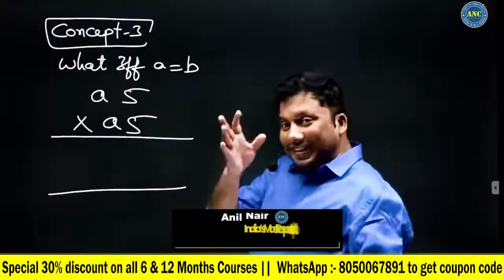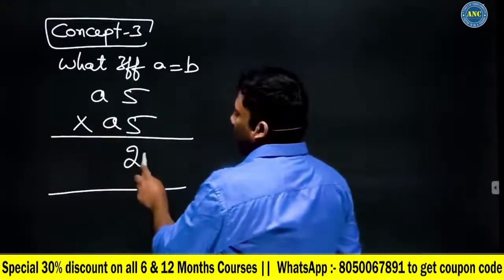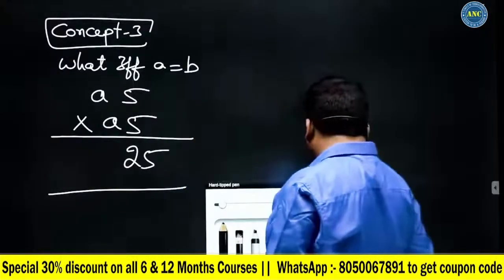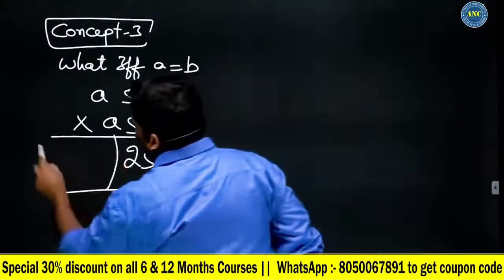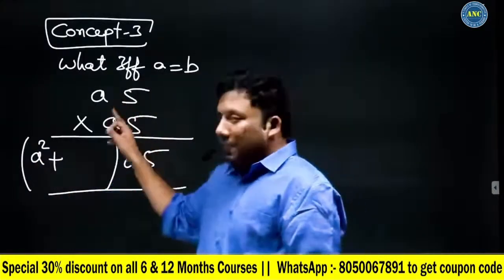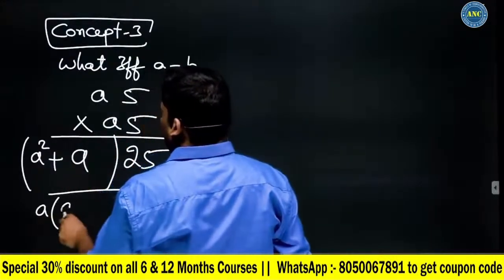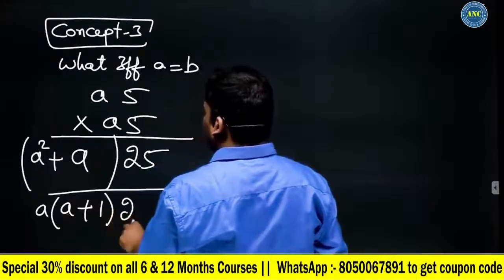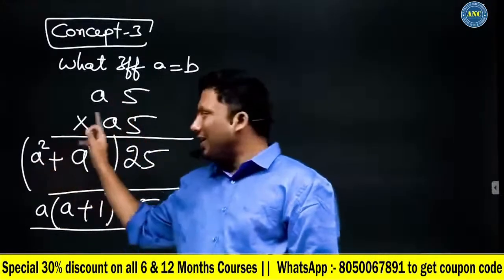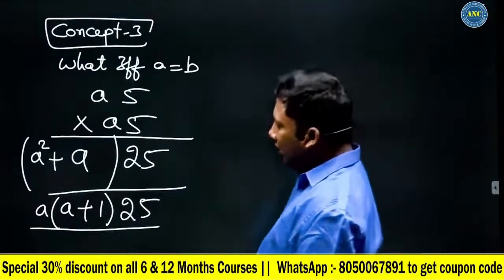Now see, very interesting concept. A is even: even 5 into even 5, 25. A is odd: odd 5 into odd 5, 25. A into B becomes A square. A plus A, 2A by 2, it is A. So it is A into A plus 1, ending with 25. I hope the idea is clear.